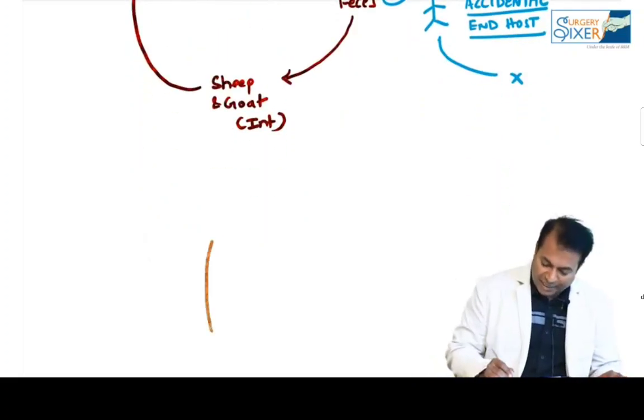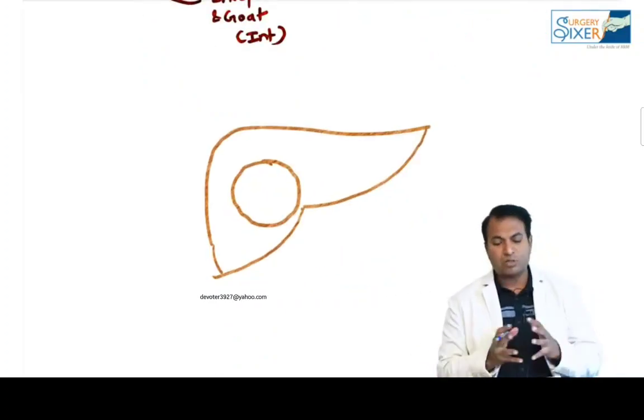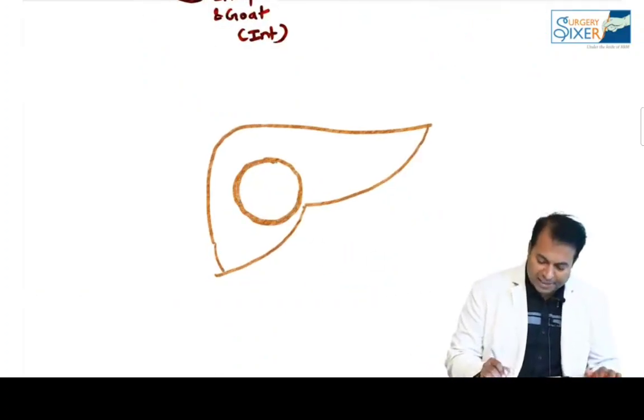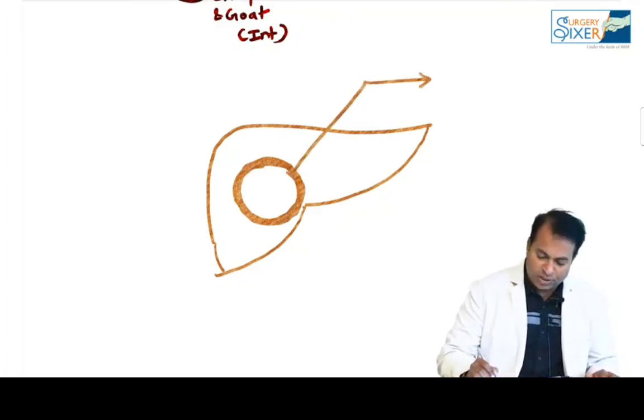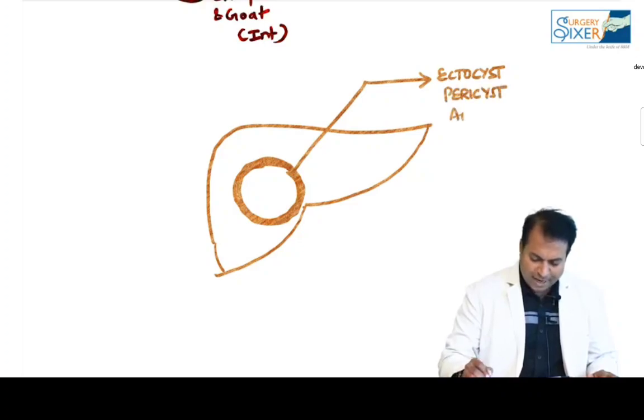In man, the most common site it enters is the liver. The cyst goes up and opens up in the liver, and it produces a hydatid cyst made up of how many walls? The wall I am drawing is derived from the host tissue itself. What is this? Derived from the host tissue itself, it is known as the ectocyst, also known as the pericyst, also known as the adventitial layer.